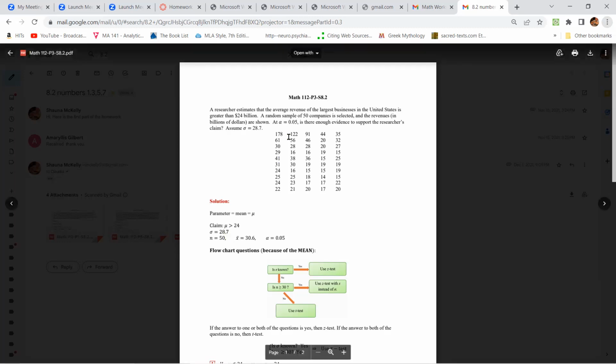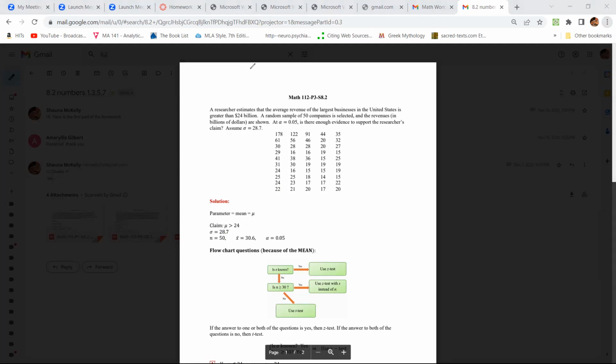When you write this, you're going to say H1, here the H1 is missing, but you'd write it as H1: mu is greater than 24. Okay, that's your claim.